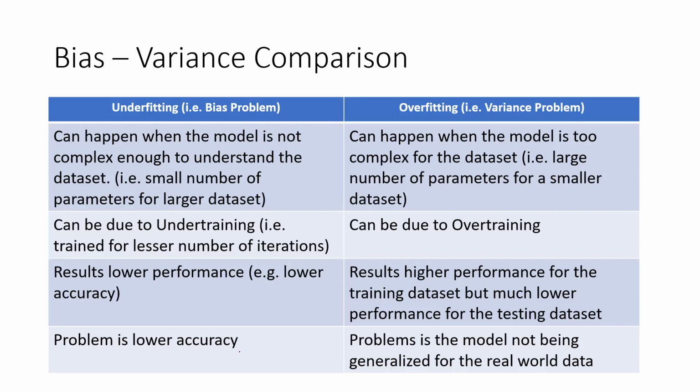But the problem with overfitting, or the variance problem, is that it would fit much more accurately for the training data set, but when you see the outside world data, or when it is trying to generalize into the real world, it is not generalizing. It has overfitted into the data it has learned, right? That is the problem with overfitting.